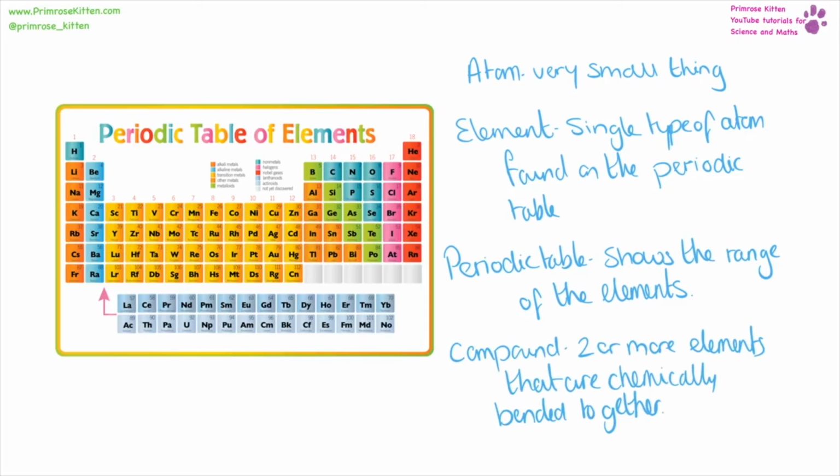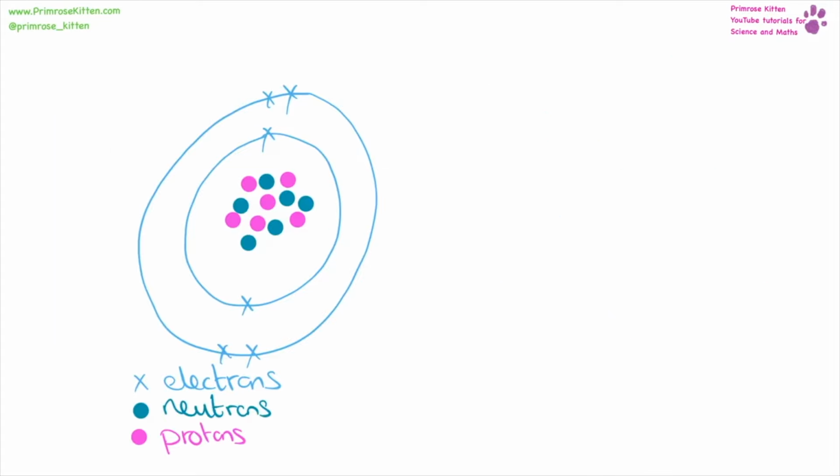A compound is 2 or more elements that are chemically bonded together. That's the important thing, chemically bonded together. Here we have the structure of an atom. We have electrons that are on the shells around the outside, protons that are in the middle, and neutrons that are in the middle. And this bit in the middle here is collectively called the nucleus.